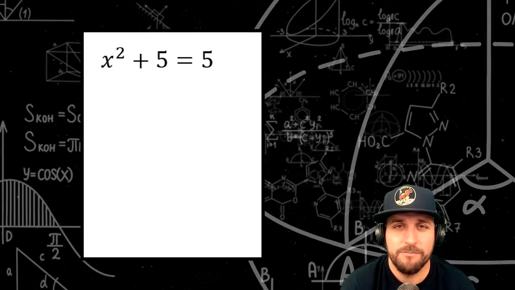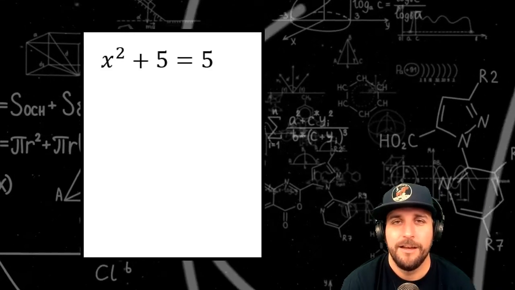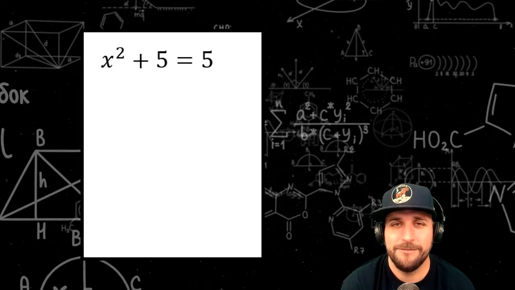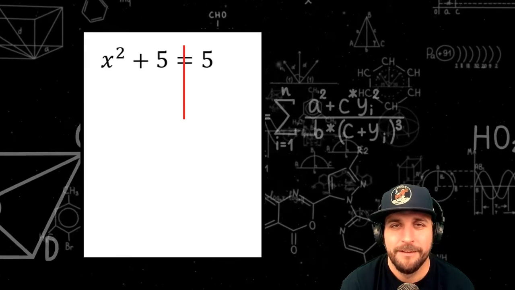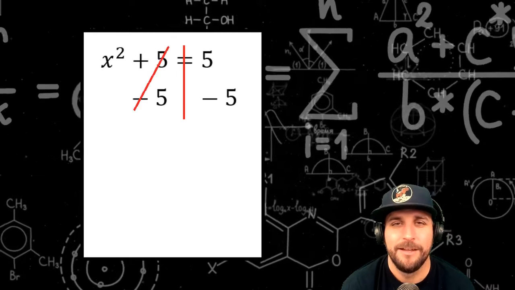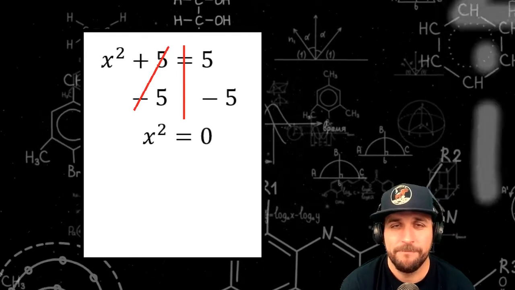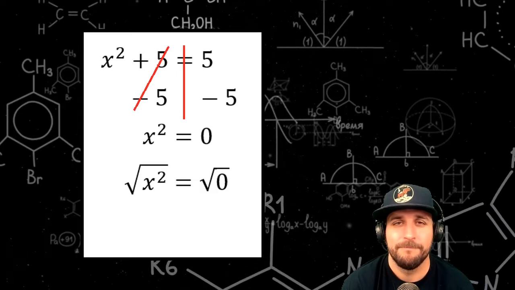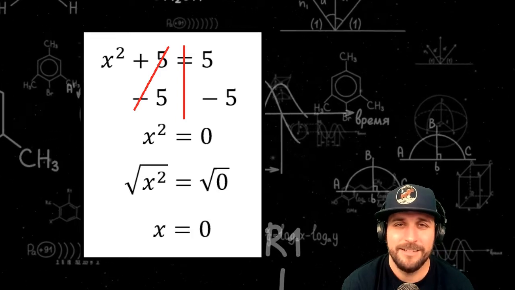B, x squared plus 5 equals 5. First, we want to get x squared by itself on the left-hand side of the equal sign. So I get rid of that plus 5, minus 5, minus 5. So x squared equals 0. Take the square root of both sides. So my answer is x equals 0.